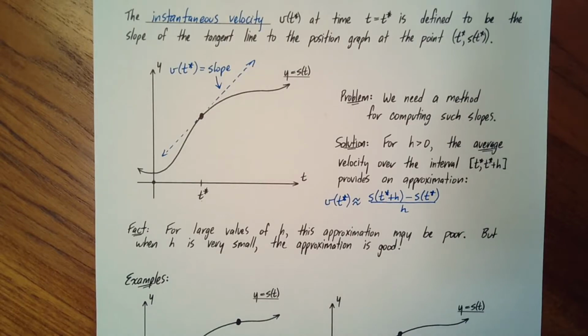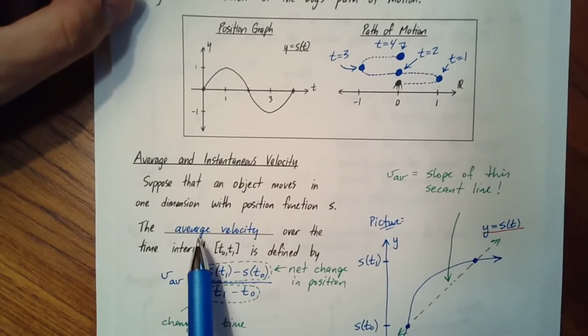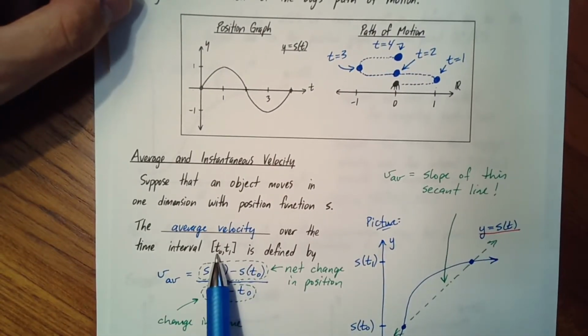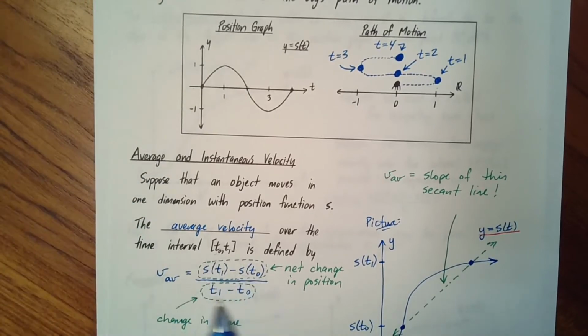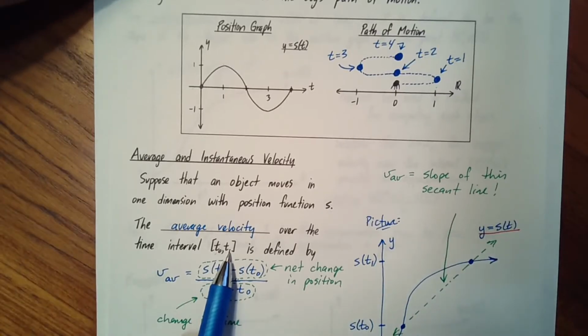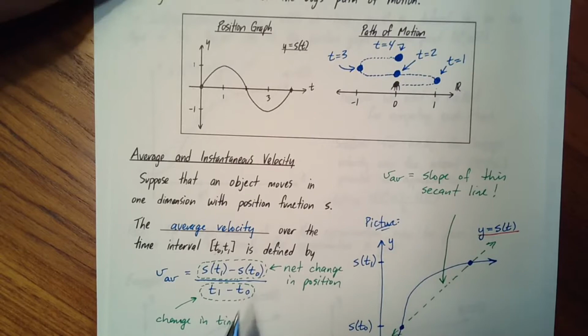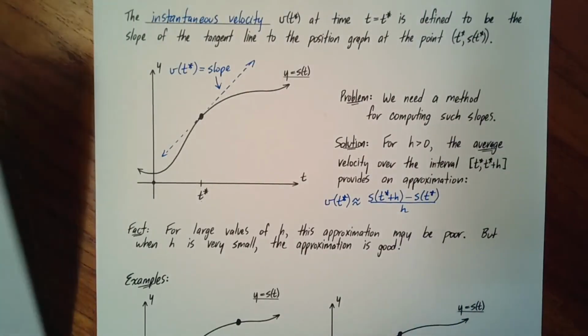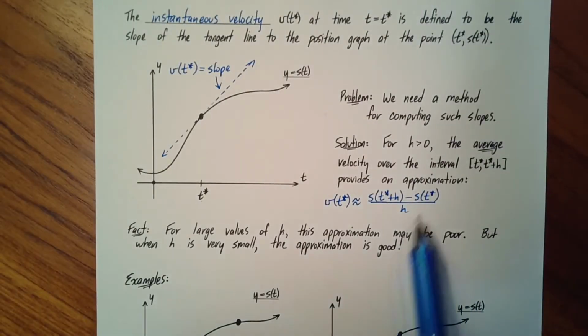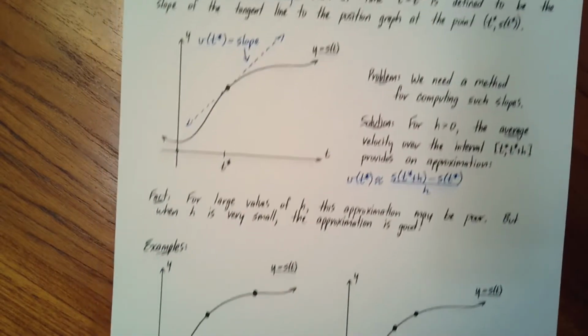Why is that? Well, look at the previous page. Remember the definition of average velocity over a time interval t0 to t1 was given by this fraction. Your t0 is t star, and your t1 is t star plus h. So if you plug t star plus h in here and t star here, then you get t star plus h minus t star, and you're just left with h at the bottom. So that's why this is the actual approximation that you get.